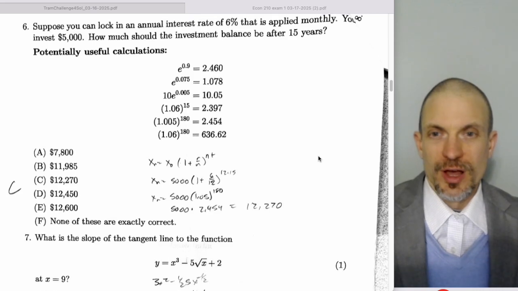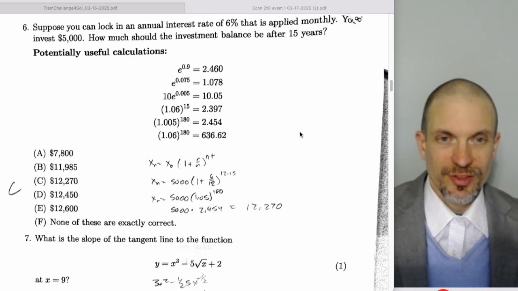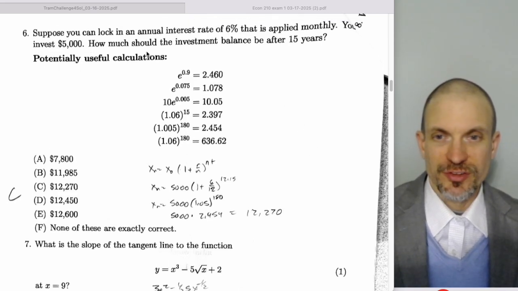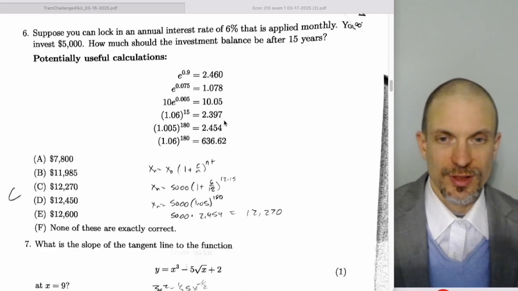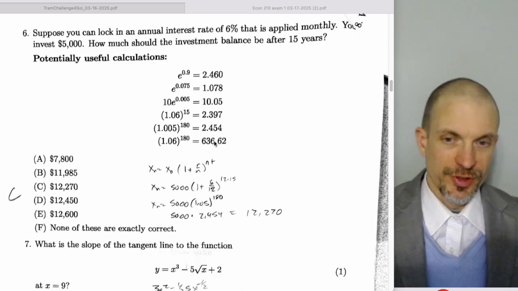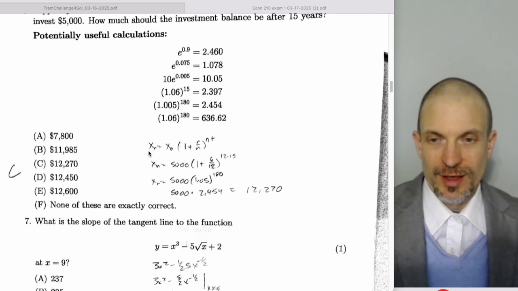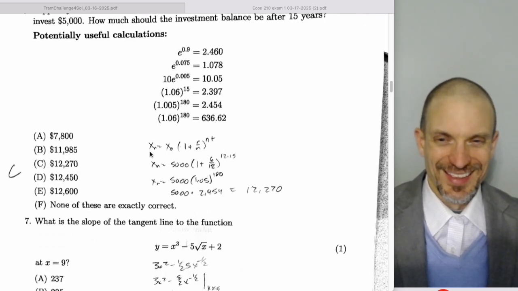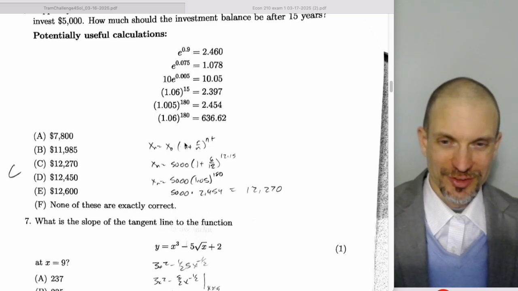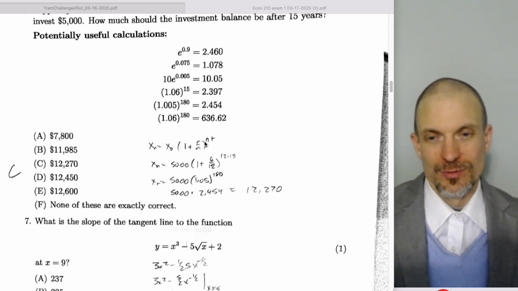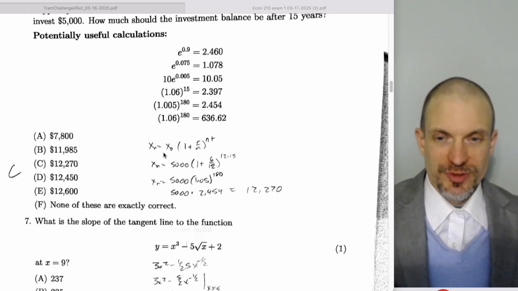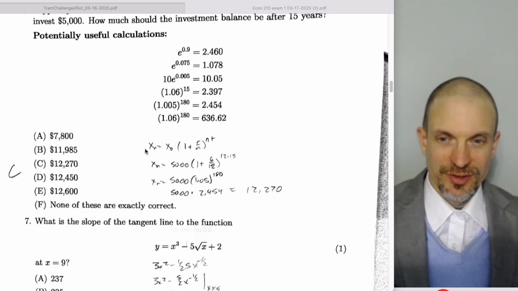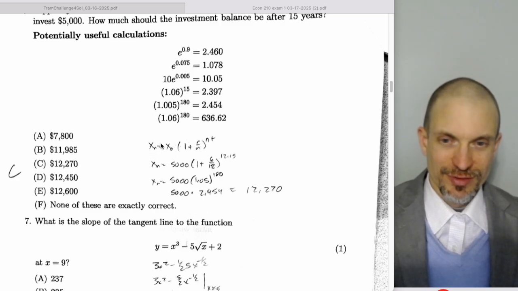Okay, suppose you can get an annual interest rate of 6% that's applied monthly. You invest $5,000. How much should the investment balance be after 15 years? We're going to use our monthly growth formula. So that's going to be x_n equals x naught times the quantity 1 plus r over n, to the nt. This x naught, that's what I'm starting with. That's my 5,000. x_n, that's what we're trying to find. That's what we're solving for.